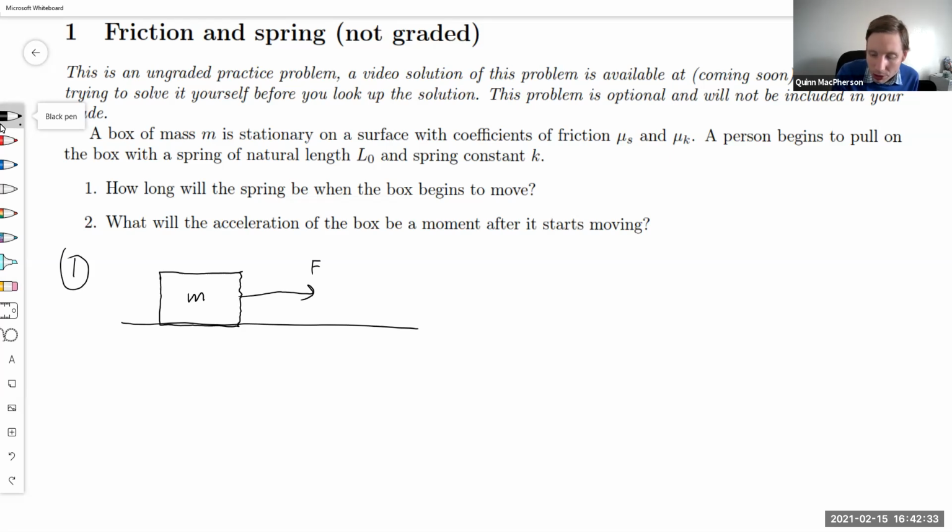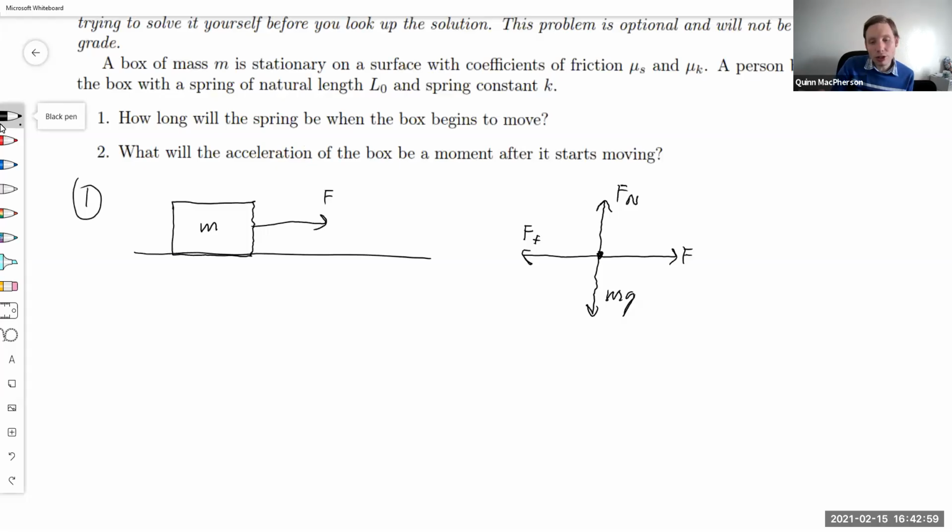Okay, the next thing I'm going to do is draw a free body diagram. So I have force forward, force friction backward, force normal upward, and gravity, aka mg, downward. Okay, so we want to know what F is right at the point where you've stretched the spring. Oh, actually, I do know what I'm pulling on it with. I'm pulling on it with a spring. I'll call that force spring. So I'm pulling on this box with force spring.